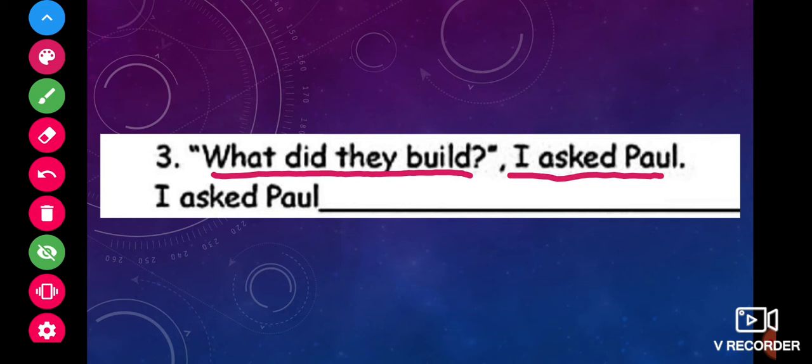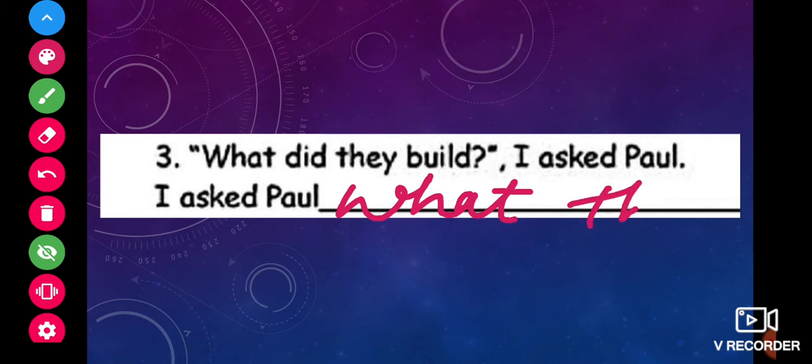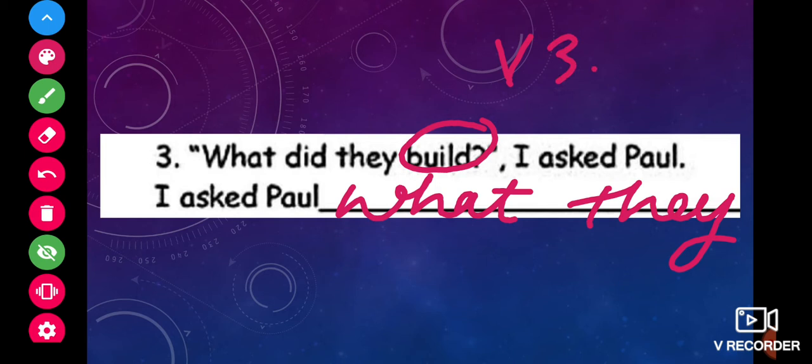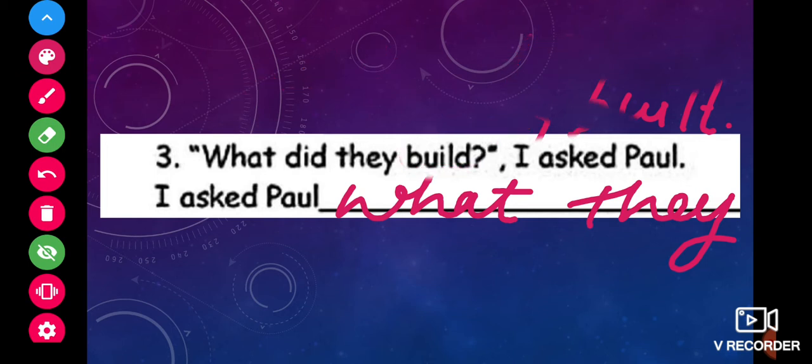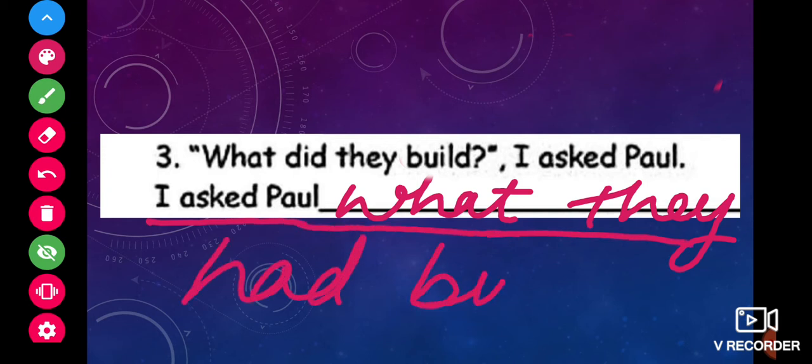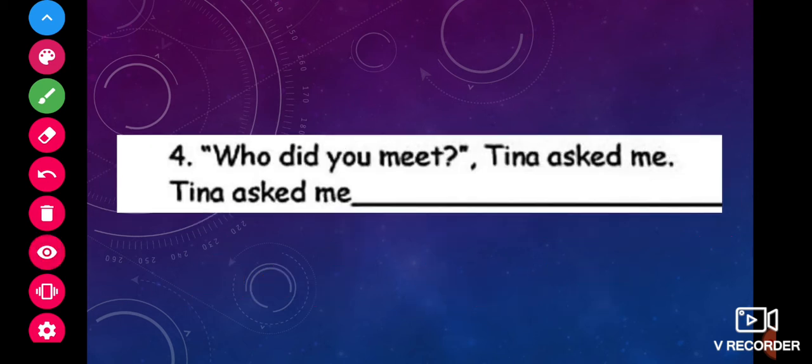Question number 3. What did they build? I asked Paul. So the indirect speech will be I asked Paul what they. Now here we have build. Build is simple past tense, and we know that simple past tense has to be converted into past perfect tense, and past perfect tense has had plus V3. So the V3 form of build is built. So the indirect speech will be I asked Paul what they had built. Full stop.